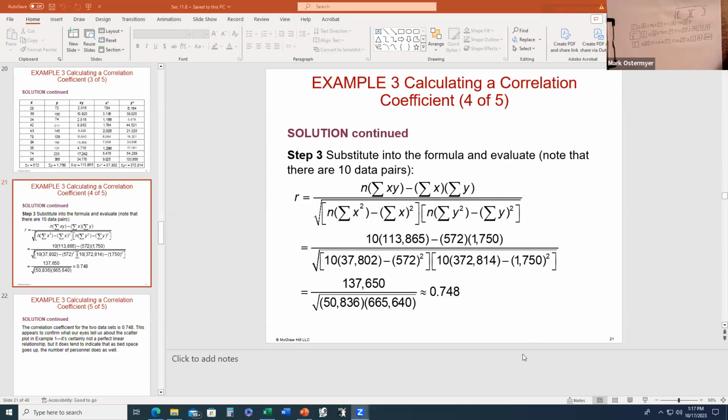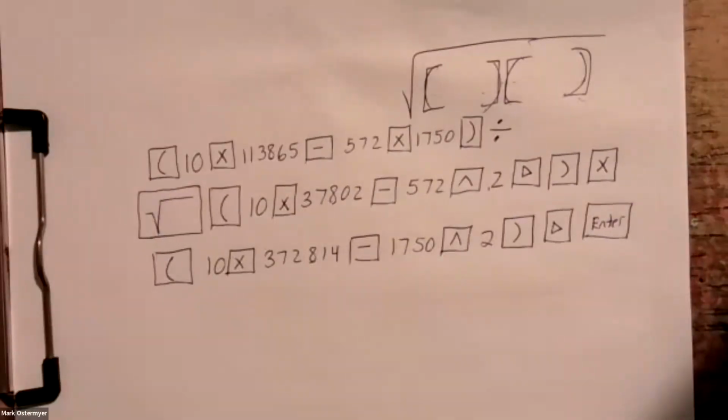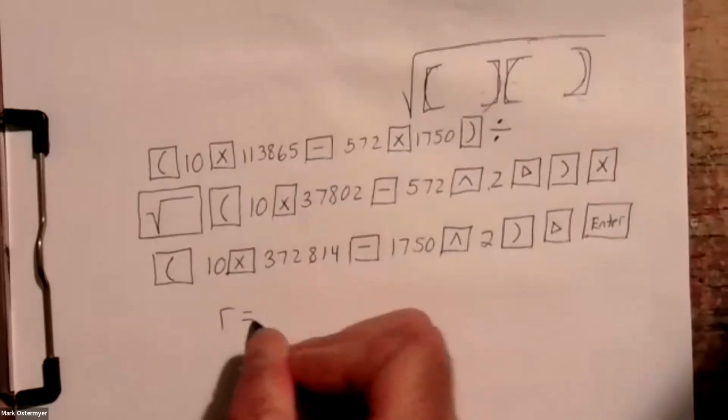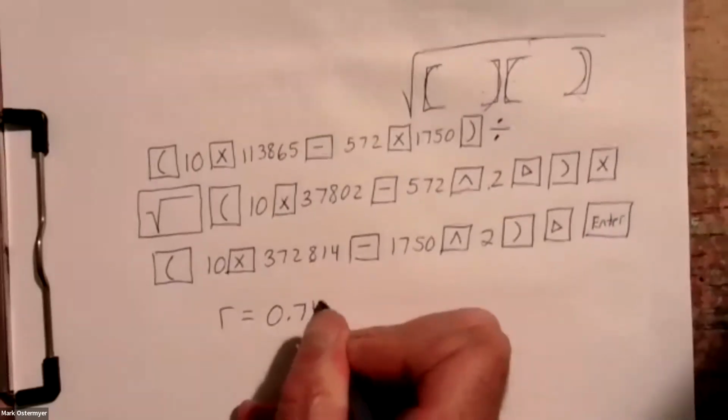Did anybody get the 0.748? I did. All right, that's good to hear. Are we getting this, ladies and gentlemen? Anybody hung up? Are we getting the 0.748 for the correlation coefficient for this ordered paired data set?